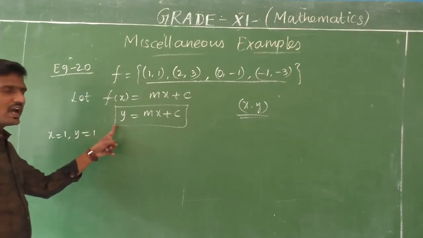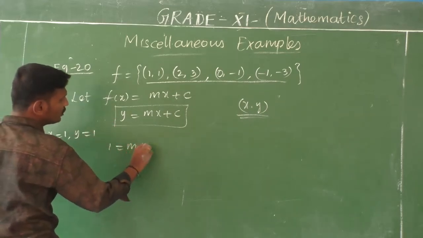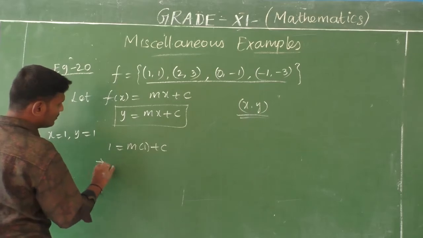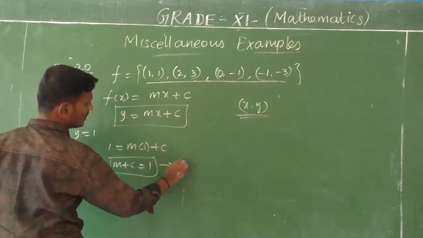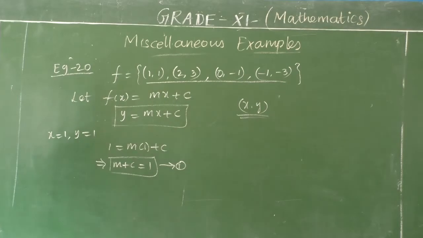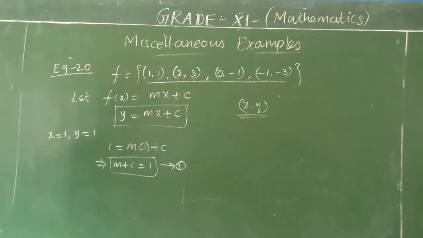So how will this equation become? 1 is equal to m into 1 plus c. So it will be m plus c equal to 1. Take this as equation number 1. Then, if you want to take the second, third or fourth one, any one, from the 4 you have to take any 2.